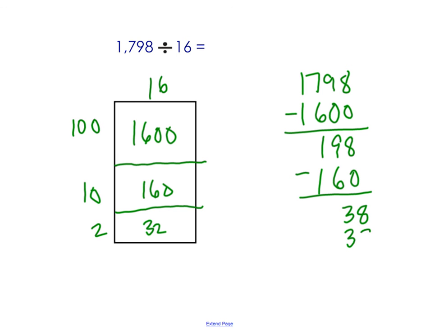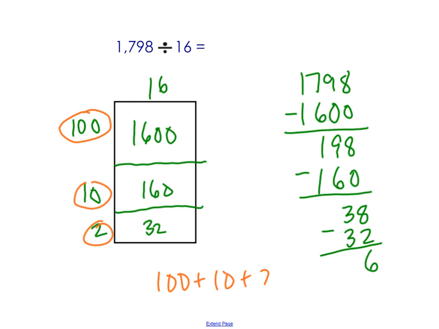So this is 32. Take away from the 38. Gives me a 6 remainder. So what has been used is 100, 10, and 2. So 100 plus 10 plus 2 is 112, with 6 remaining. So 1798 divided by 16 is 112, remainder 6. And that is how we do long division using the array model.